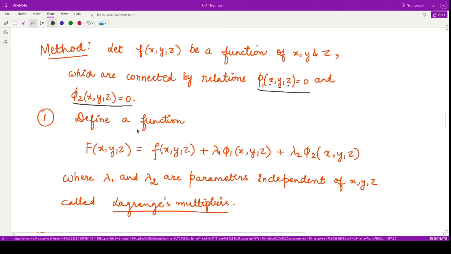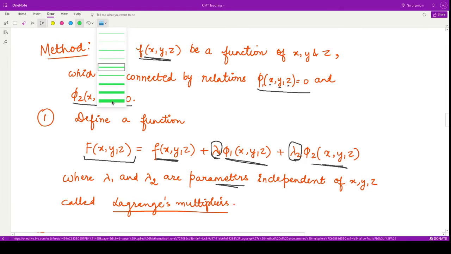The next task is we construct another function capital F of x, y, z, which is equal to the given surface f plus lambda 1 times the first constraint and lambda 2 times the second constraint. And what are these lambda 1 and lambda 2? They are basically parameters which are independent of x, y, z. That means they do not depend on x, y, z, and these are called the Lagrange's multipliers.